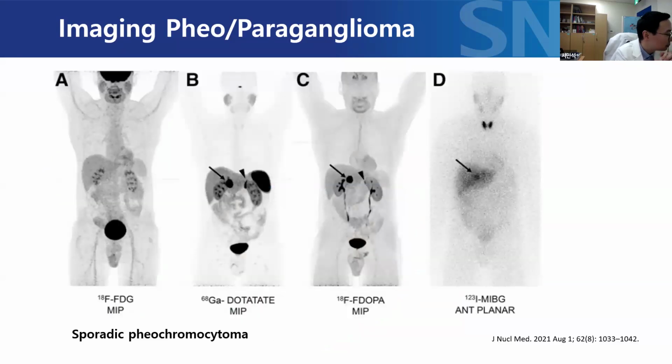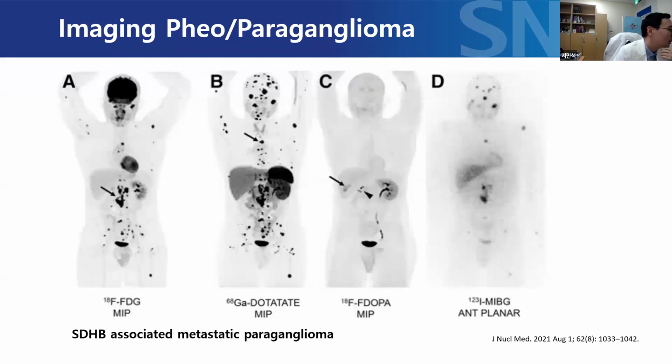The MIBG scan is classically used. However, recently, PET imaging has been utilized for sporadic pheochromocytoma. Somatostatin receptor imaging can be used, but the uptake can be variable in such sporadic pheochromocytomas. F-DOPA imaging may show high value in identification of the lesions.